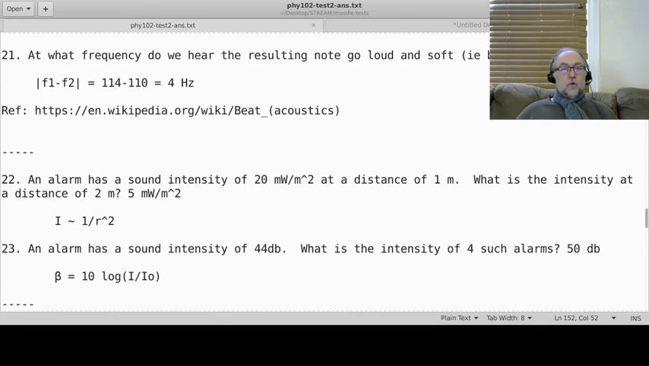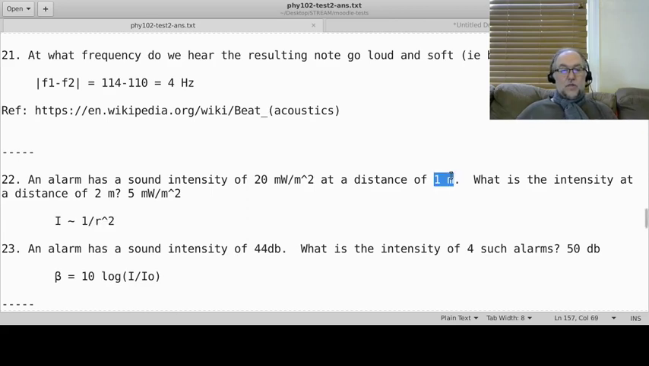Question 22 here. An alarm has sound intensity of 20 milliwatts per meter squared at a distance of 1 meter. What is the intensity at 2 meters? The answer is 5 milliwatts. And you ask, why? Well, this is the inverse r squared law, and I made it as intuitive as possible.